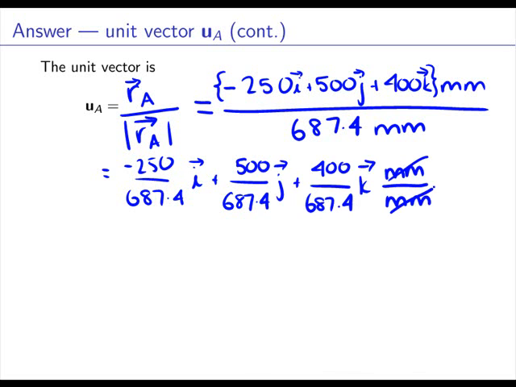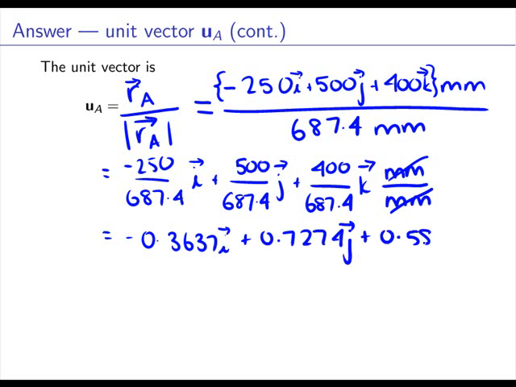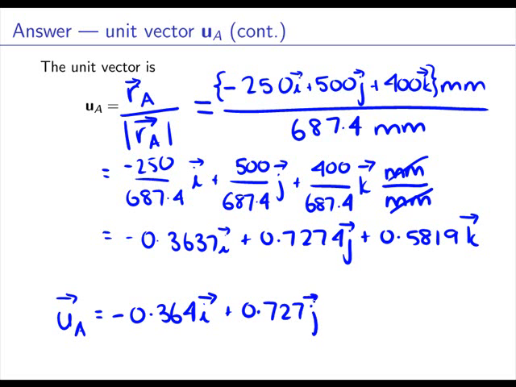Using our calculator, we see that UA is minus 0.3637i plus 0.7274j plus 0.5819k. Rounding to three significant figures for our answer, we have UA equals minus 0.364i plus 0.727j plus 0.582k.